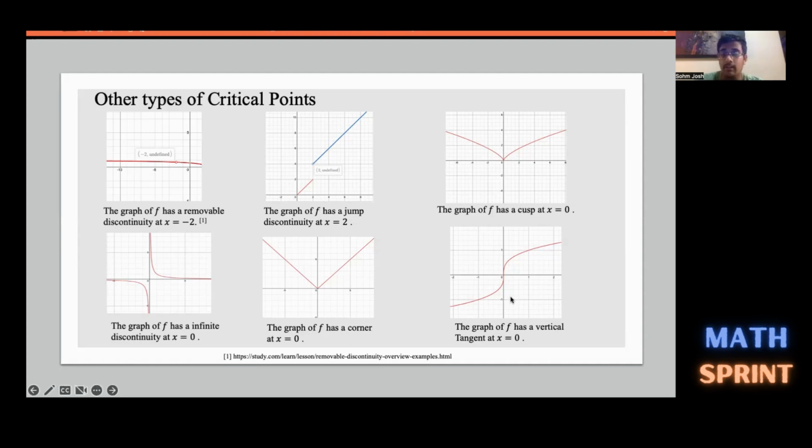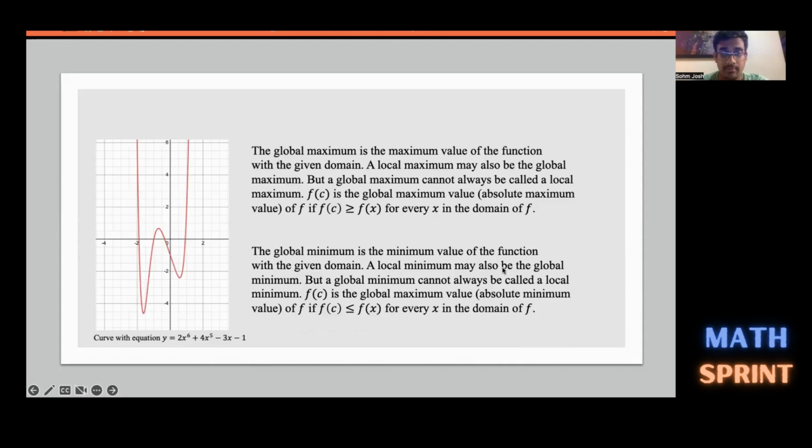Now the final image on the bottom right shows a vertical tangent. So when a tangent is vertical, the gradient's not exactly defined. It's basically infinity. So this is a critical point. Again, it's not a type of discontinuity. So the graph of f has a vertical tangent at x is equal to 0. So x is equal to 0 is the critical point for this graph.